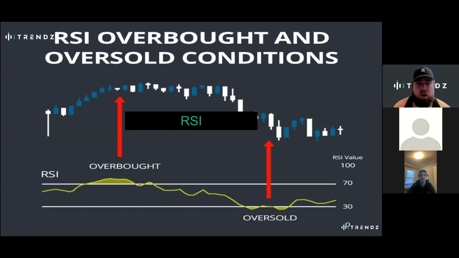We're going to go over RSI for you guys today, and it's part of our 5-week indicator series. This is going to be a little snippet on RSI.